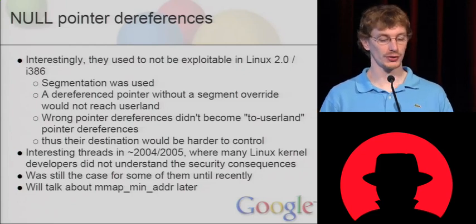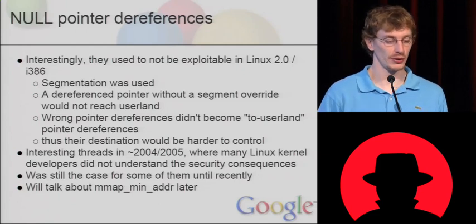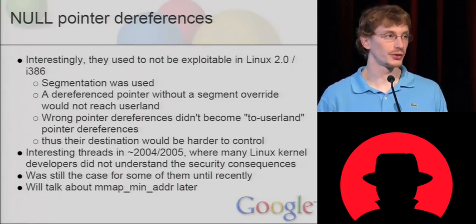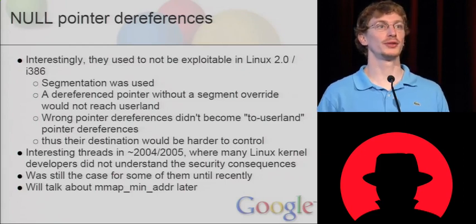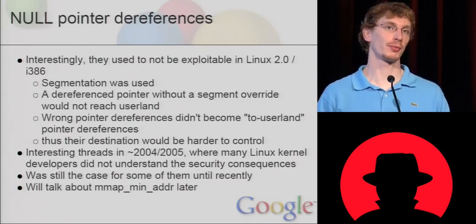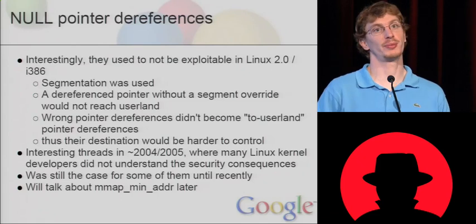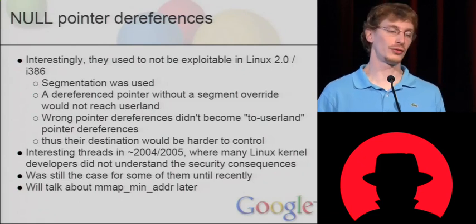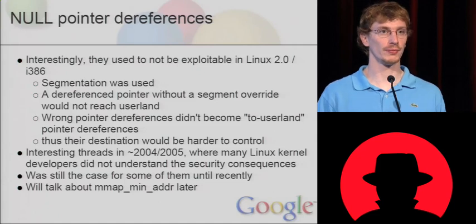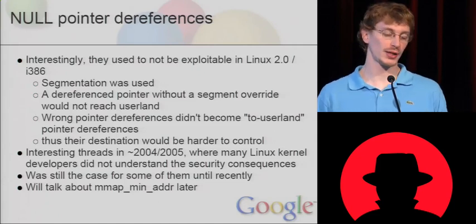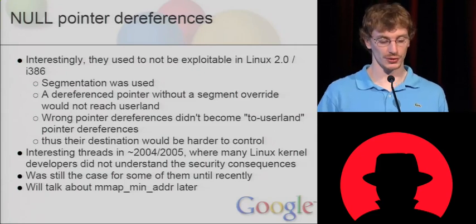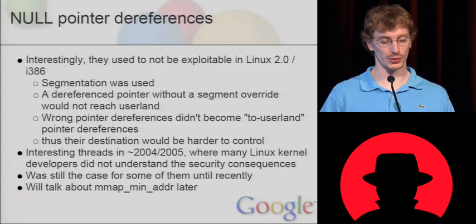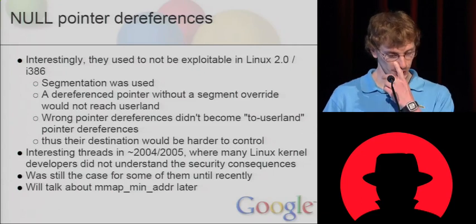So wrong pointer dereferences didn't become userland pointer dereferences automatically, and so their destination would be harder to control. Of course, you can argue that you still have some control over the kernel's address space from userland. First, because there is usually this hyperspace inside the kernel space that maps the physical memory, and also because, of course, indirectly you control some kernel structures, but still it would be way harder to control and to exploit those bugs in this situation.